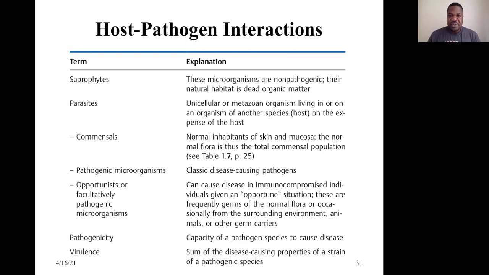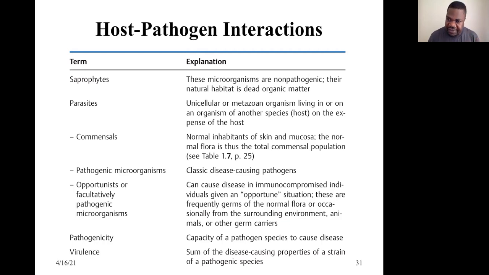Okay. So let's look at the host-pathogen interaction then. We can have what we call the saprophyte. Just very few definitions. The saprophytes are microorganisms that are usually non-pathogenic. It means that they are not able to harm the human host. And usually their natural habitat is dead organic matter, okay?